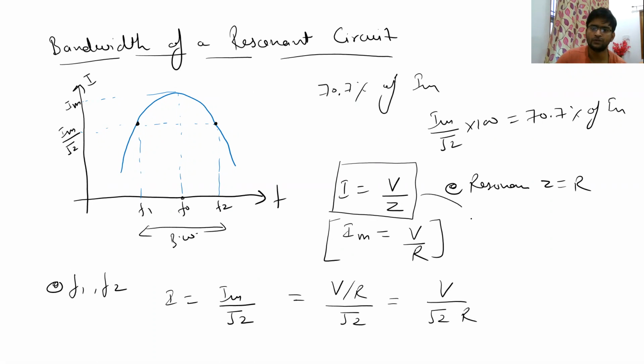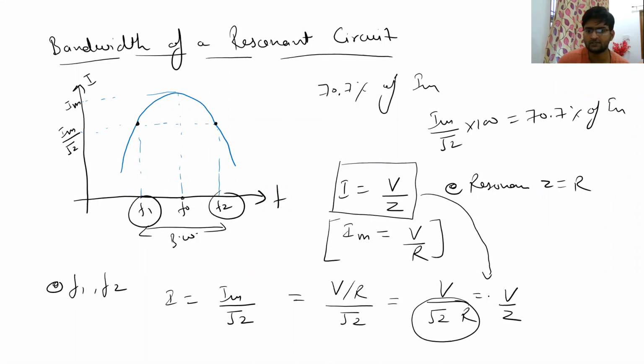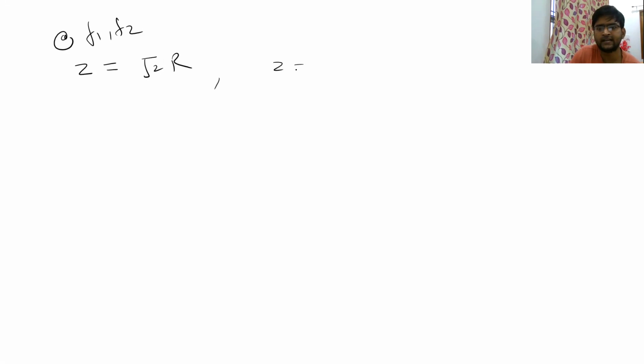But from here, you know that I is equal to V upon Z. So at frequencies F1 and F2, if you compare these two denominators, under root 2R and Z, we can say that the whole impedance of the circuit Z will be equal to under root 2R. At what frequencies? At F1 and F2. Clear?